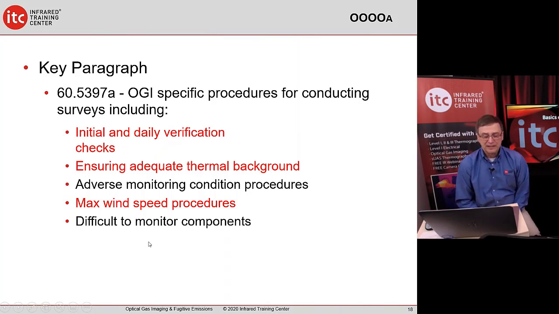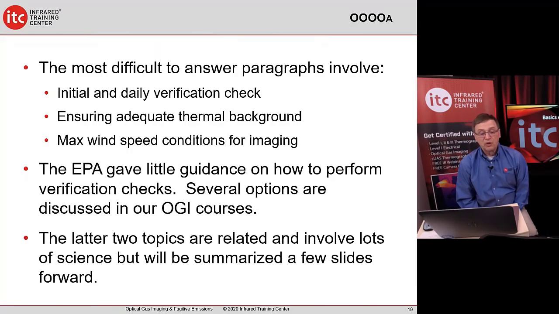And the EPA said that this really is one of the best methods, if not the best method, for getting and identifying leaks at the difficult to monitor components. Those would be those that are in a pipe rack and nest of pipes up high, and difficult to access any other way. And you can and we have identified some significant leaks that way. One of the most difficult is how do we do that daily verification check, and how do we ensure adequate thermal background. We'll talk a little bit later on about quantification, and ensuring the thermal background is very much part of that.